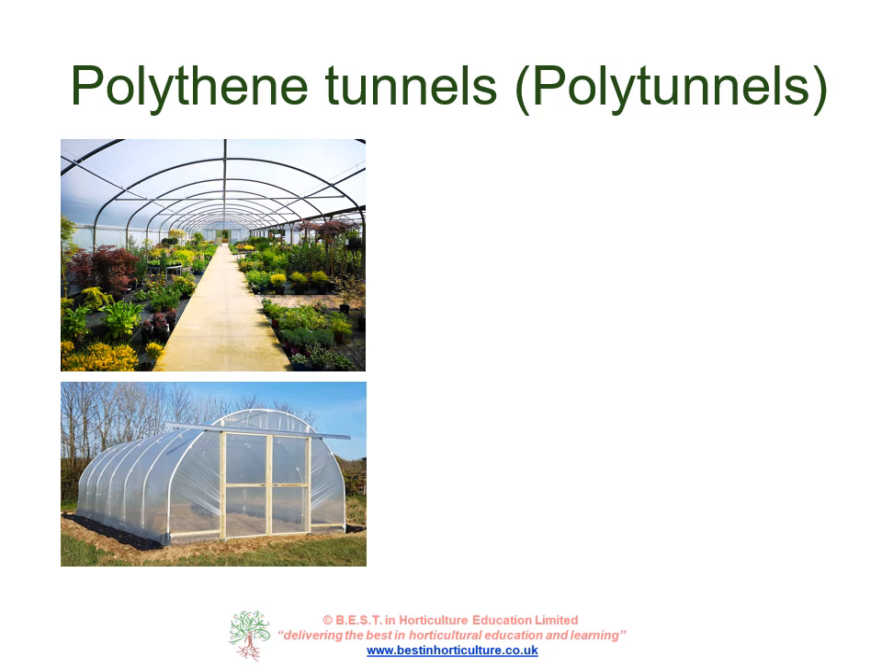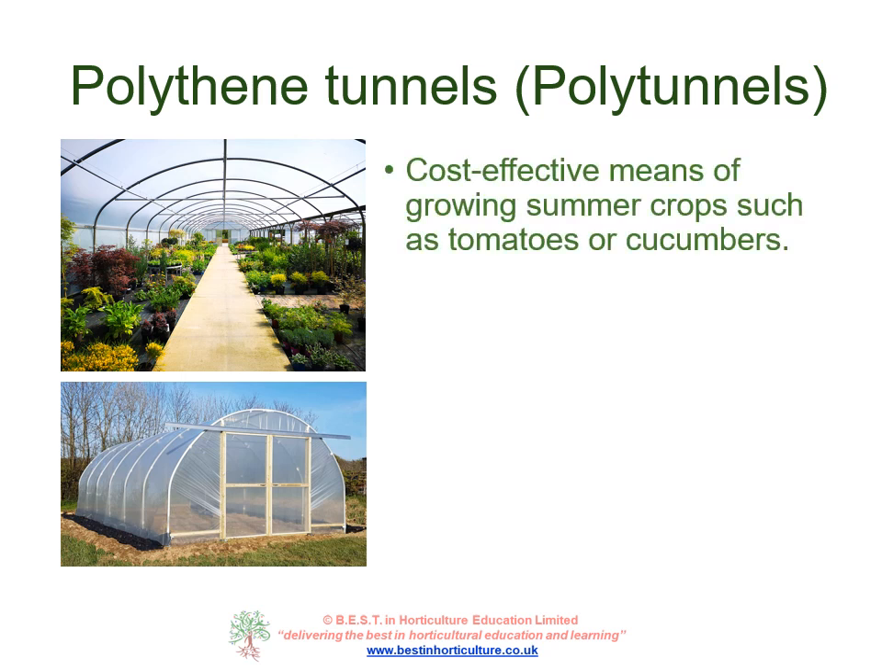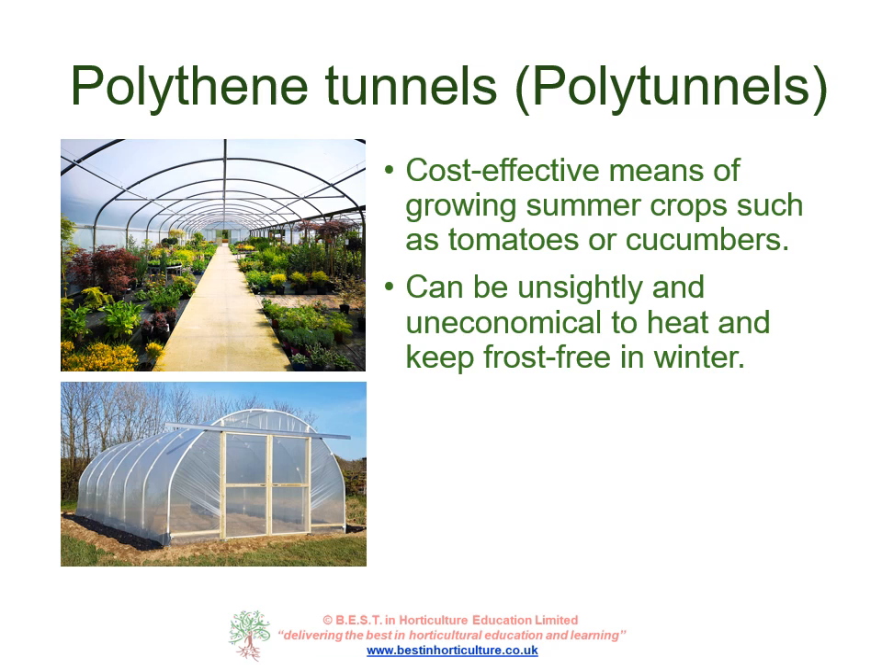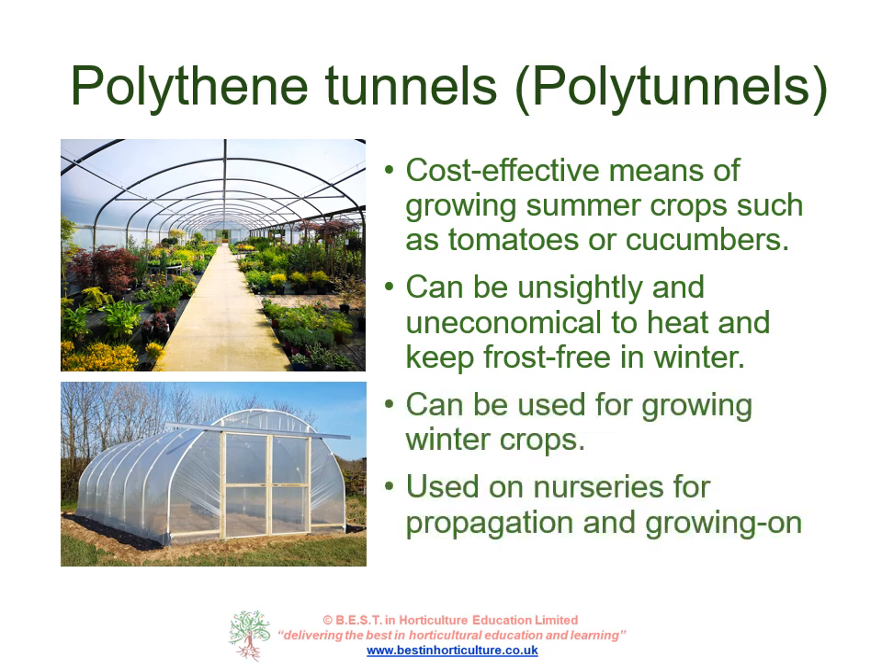Next, some structures which are widely used in horticulture: polythene tunnels, or probably more widely known as polytunnels. These are a cost-effective means of growing summer crops such as tomatoes and cucumbers. They can be a little unsightly and also uneconomical to heat and keep frost-free in the winter. But they can be used for growing winter crops usefully, and they're widely used on nurseries for propagation and for growing on.